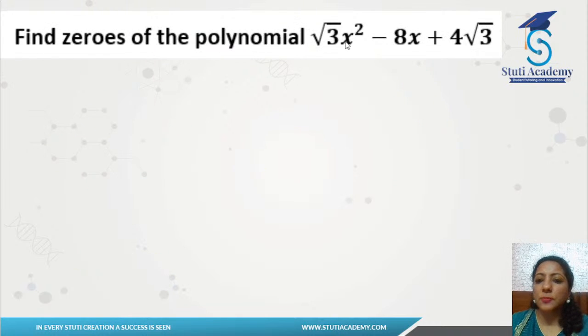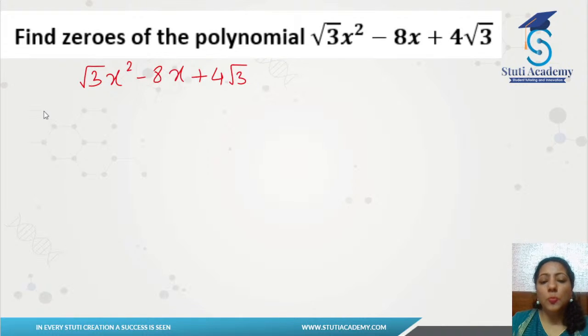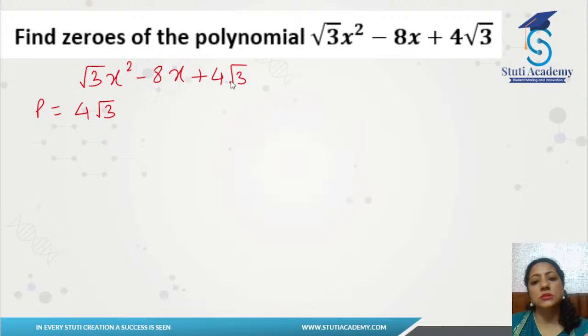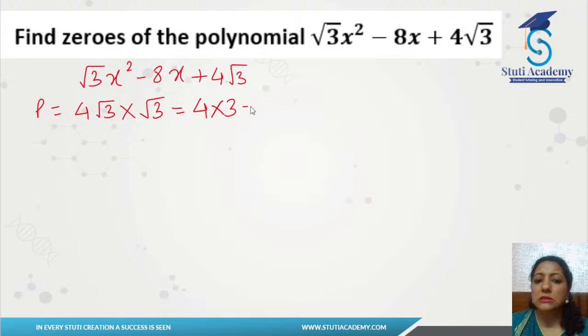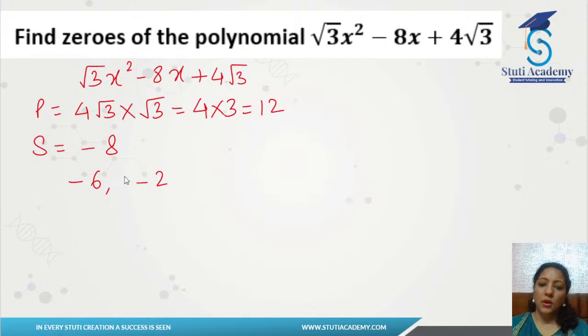Now let's find the zeros of the polynomial root 3x square minus 8x plus 4 root 3. So we are going to do it by split the middle term. Here we want two numbers such that the product is 4 root 3 into root 3. 4 root 3, that's the constant term, multiplied by the coefficient of x square. So you will get actually here 4 into 3, that is 12. So we want the product as positive 12 and the sum as negative 8. So if we take minus 6 and minus 2, we are going to get the product as positive 12 and we'll get the sum as minus 8.